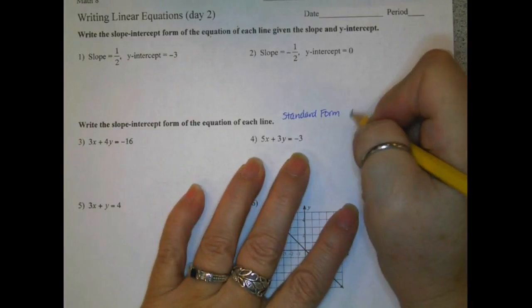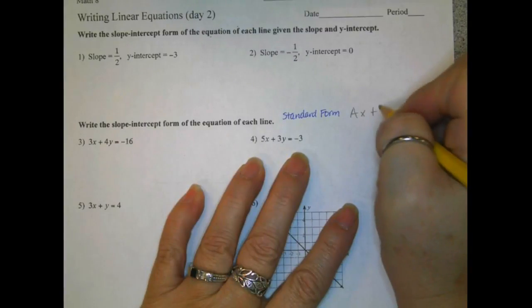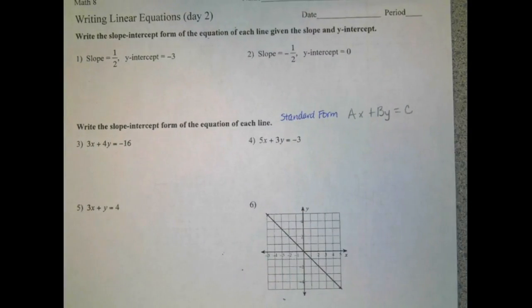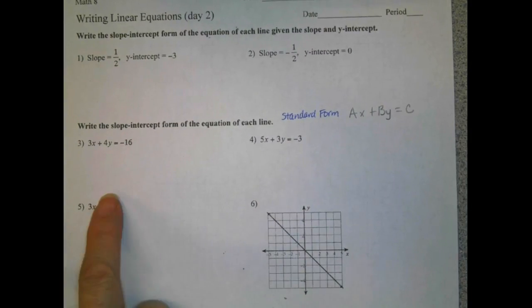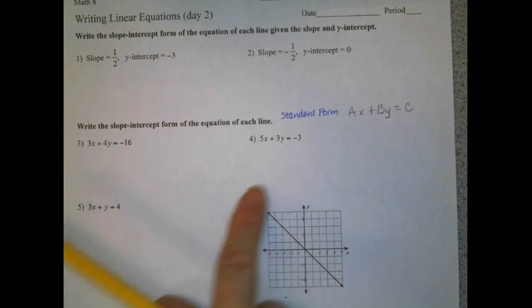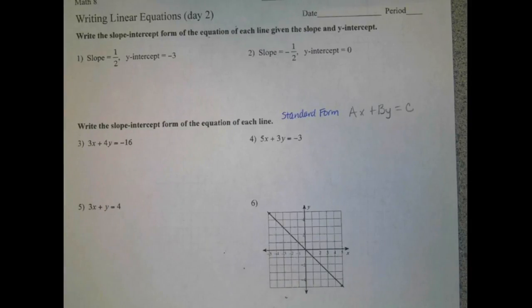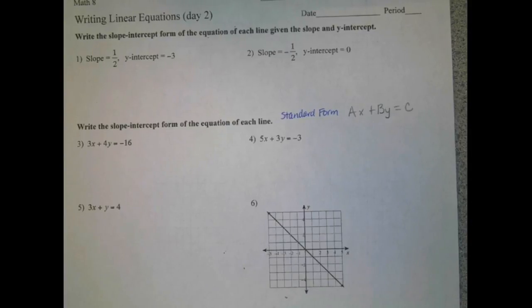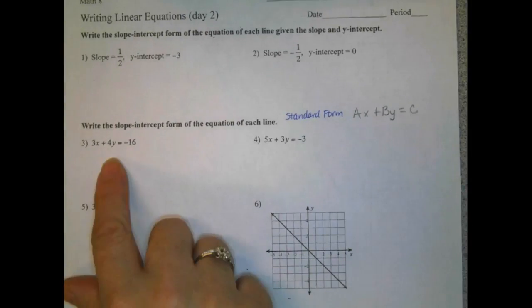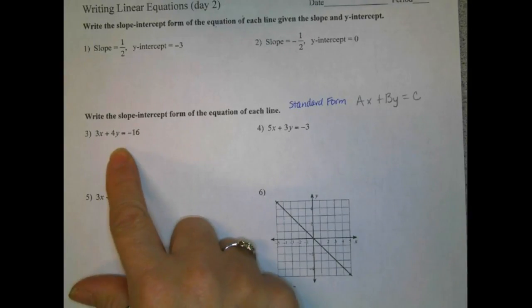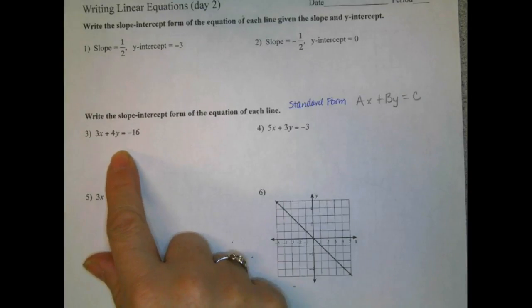Standard form is written like this: Ax plus By equals C. So if you look at problems 3, 4, and 5, are they in standard form? Yeah, they are, right? So if I asked you a question on a test, write the following standard form equations in slope-intercept form, could you do that? Yeah, right? You just put it into y equals mx plus b.